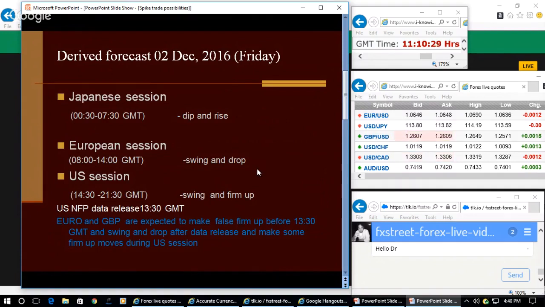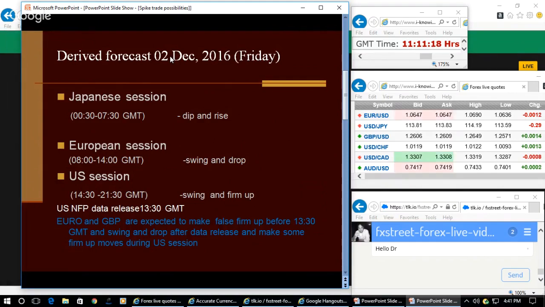The forecast says there will be a drop in the case of euro and GBP after the data release at 13:30 GMT. Then at 14:30 GMT, after one hour, slowly swing and firm up moves are expected during the US session. That is what I have given here. Euro and GBP were expected to make a false firm up before 13:30 GMT, before the data release, and swing and drop during the data release. Then make some firming up moves during the US session. These are all the expected moves as per the forecast, which I gave on Monday during my Asian session live market analysis webinar.